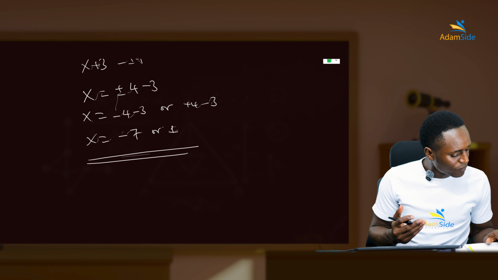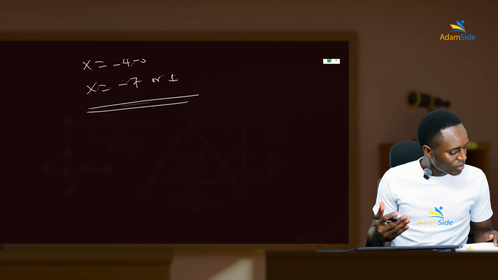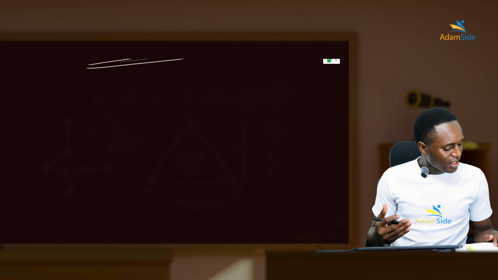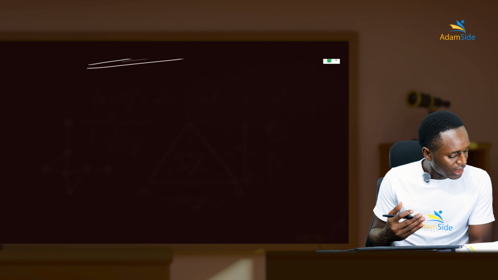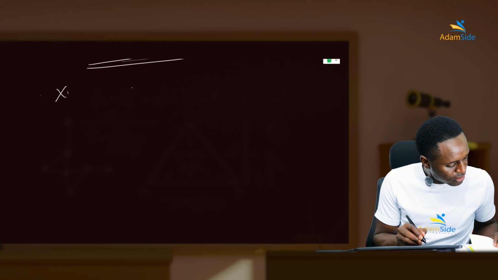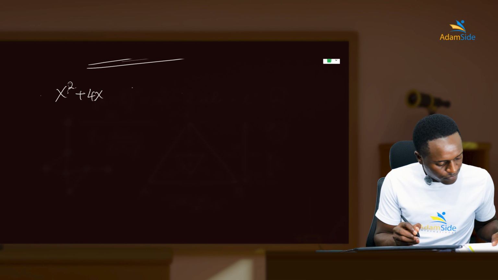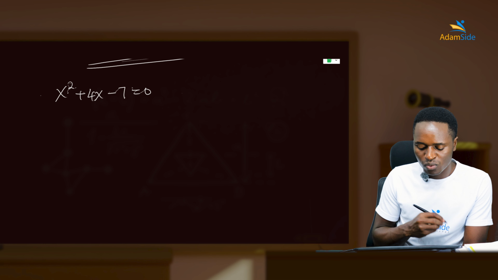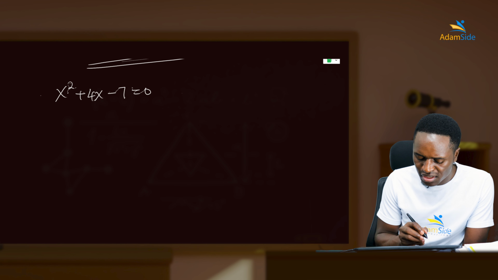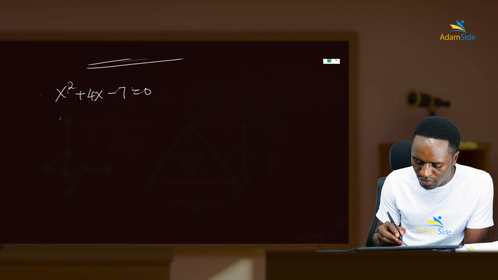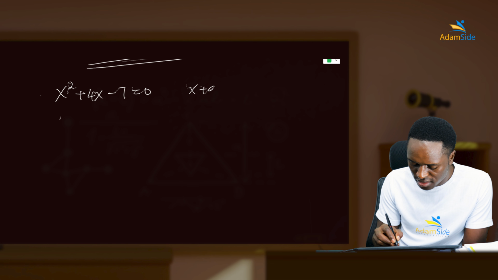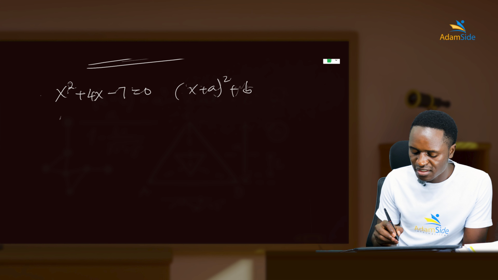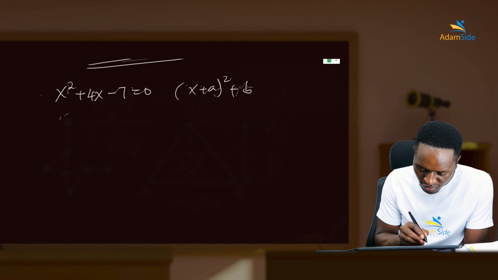Wow, this is how you do it. So when you're told to solve, you can automatically understand that. What if we have another question? It says x squared plus 4x minus 7 is equal to 0. By the completing the square method, what do we do? The same format. We write it in the form x plus a, squared, maybe plus b. We focus on the first two terms.